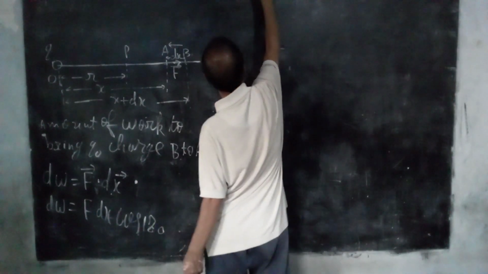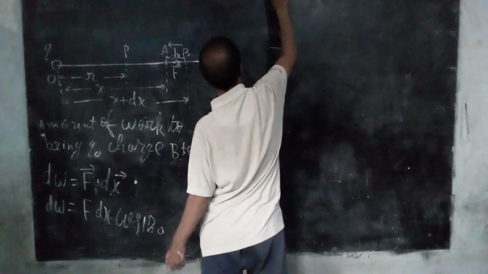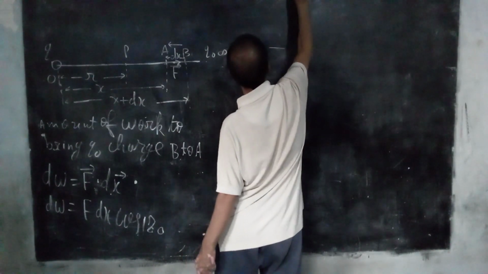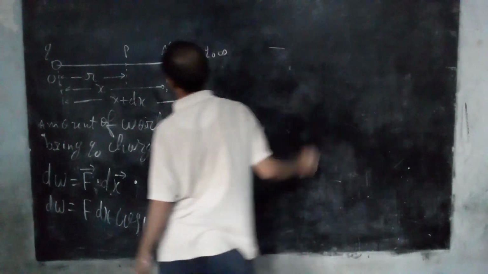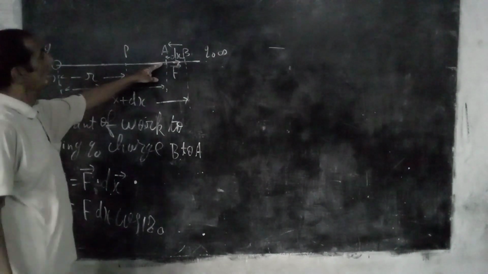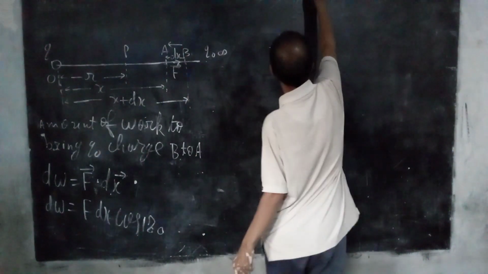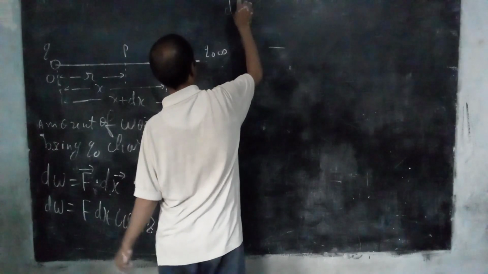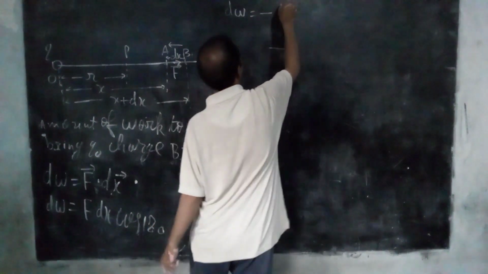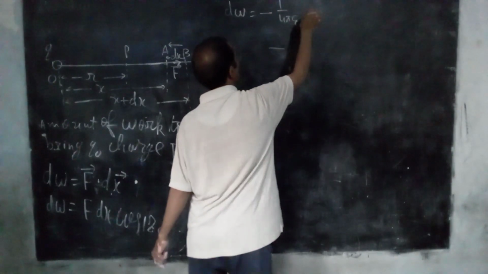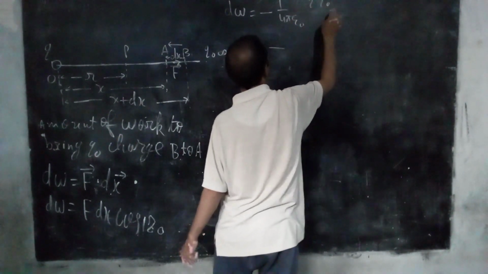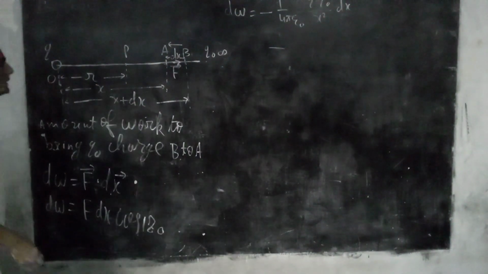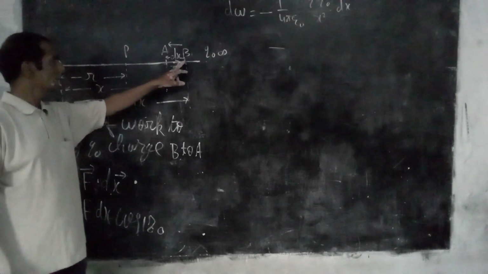F is 1 upon 4 pi epsilon naught Q Q0 upon x square. The electrostatic force on test charge Q0 at point A is given by this. This is your dx, and cos 180 is minus 1. So dW is equal to minus 1 upon 4 pi epsilon naught Q Q0 upon x square dx. So this is the amount of work required to bring the test charge from B to A.